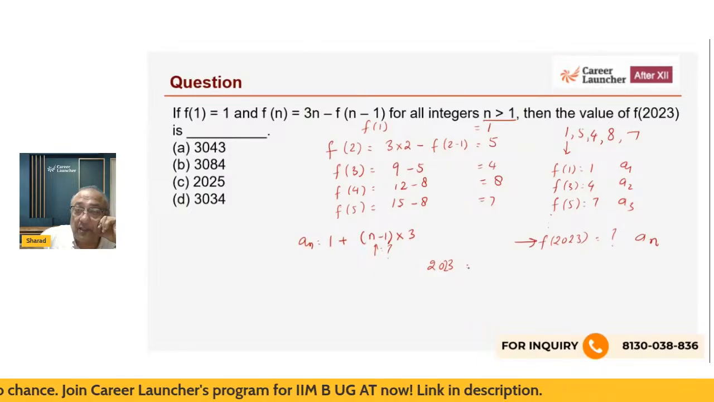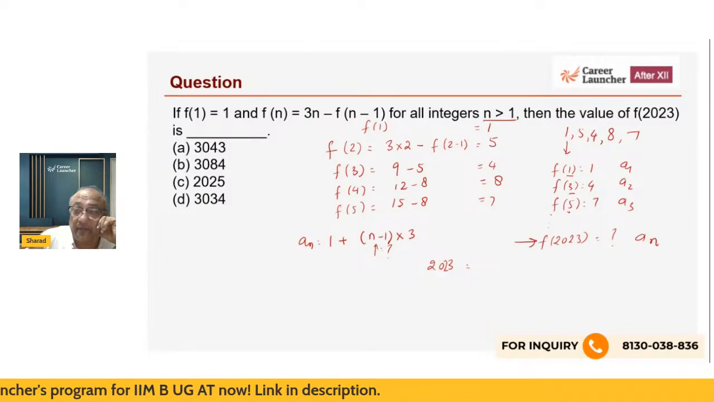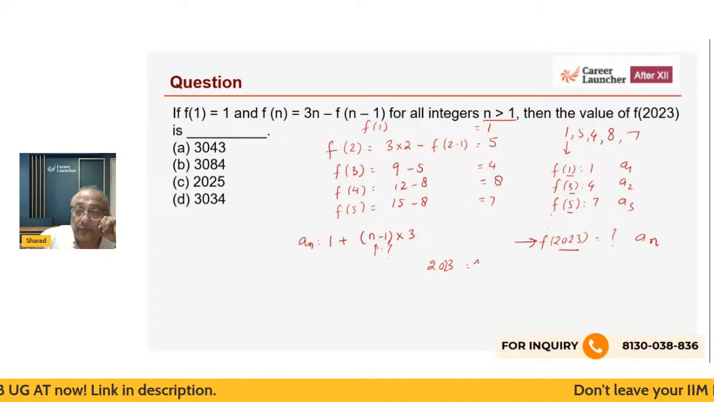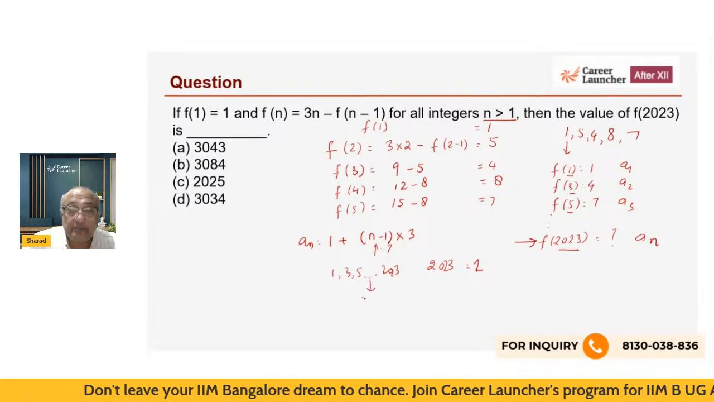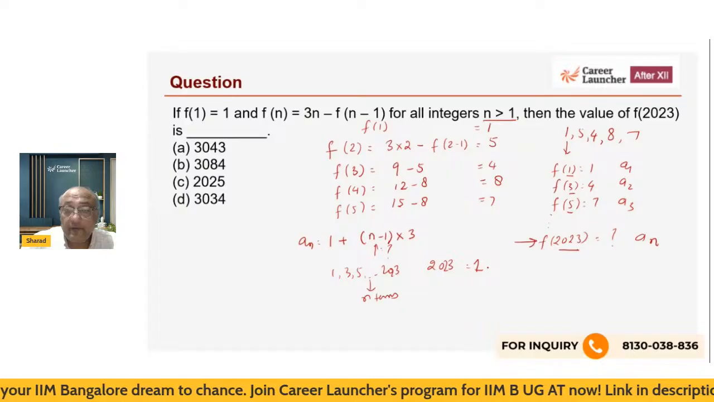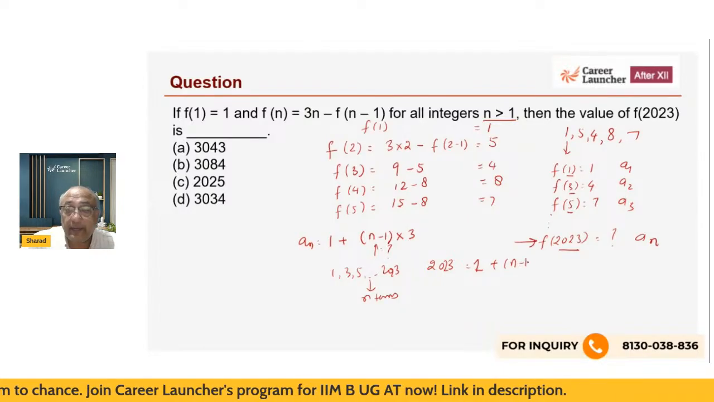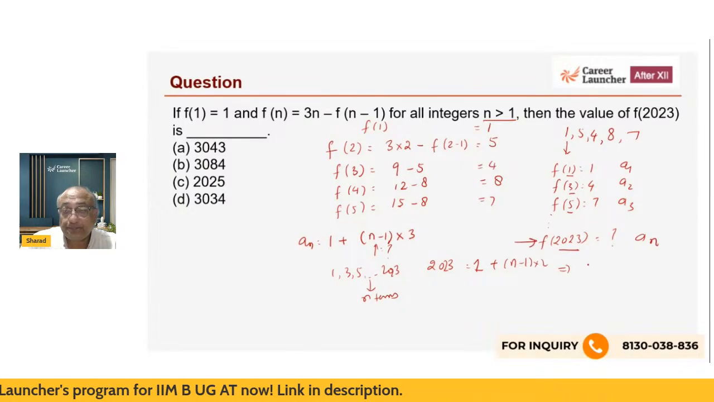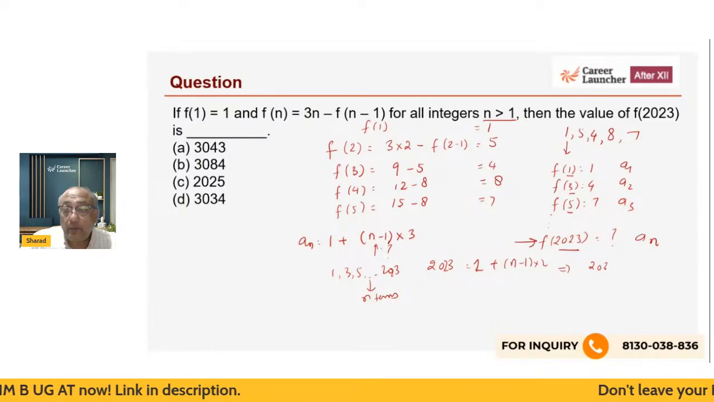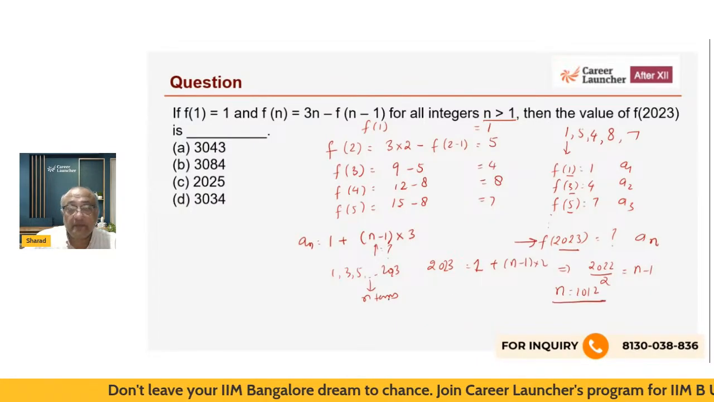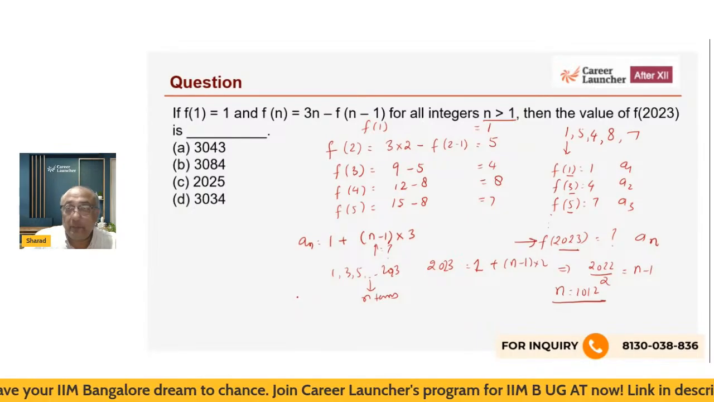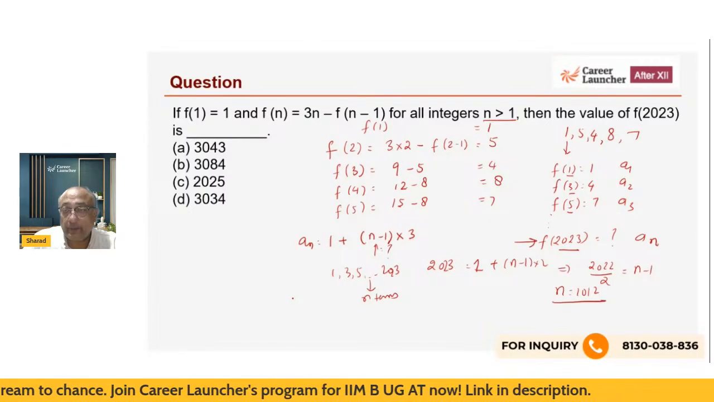2023, this sequence, let's follow this: 1, 3, 5, ..., 2023. So 1, 3, 5, up to 2023 is also an AP, in which I have assumed there are how many terms? n terms. Wonderful. First term is 1, common difference is 2, (n minus 1) into 2. So what do we get? 2022 by 2 is equal to n minus 1. So n is equal to 1012. n is equal to 1012.